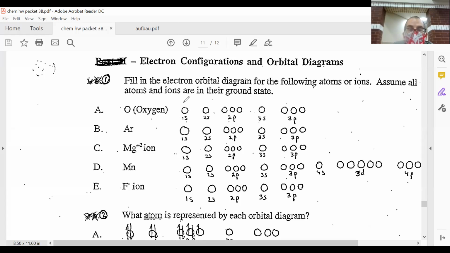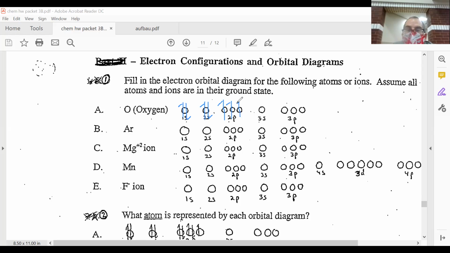Oxygen has 8 electrons. There's going to be 1, and I'm going to do an up arrow here, 1s1, 1s2. Okay, we still got 6 more electrons to go. So I'm going to fill the 2s, and I'll do an up and a down. And now I'm going to go to the 2p, and there's room for 6 electrons, but I only have 4 left. 1, 2. Notice I'm following Hund's rule.